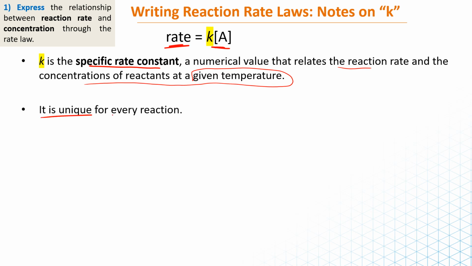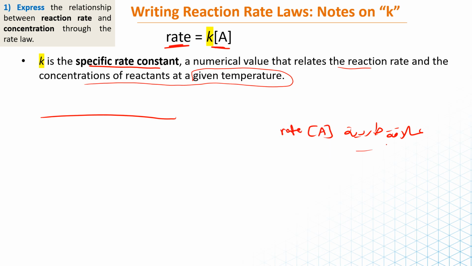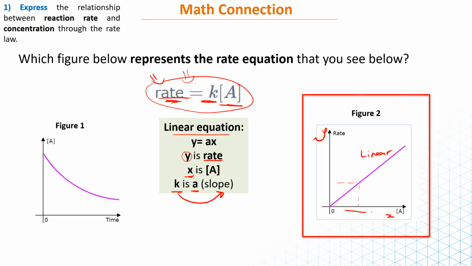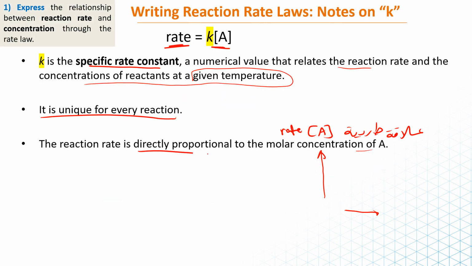It is unique for every reaction. يعني كل تفاعل عنده قيمة معينة من الكي. الكي هاي مش موحدة لكل التفاعلات. كل تفاعل عنده قيمة كي مختلفة. The reaction rate is directly proportional to the molar concentration of A. يعني هناك علاقة طردية ما بين the concentration of A and the rate. علاقة طردية. شفنا الرسمة صح؟ إذا الـ A تزيد الـ rate يزيد. So, علاقة طردية, direct relationship, okay?